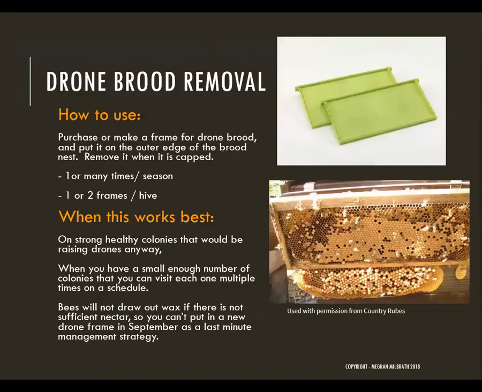So like I said, it works best only on strong, healthy colonies that are already interested in raising drones. And also when you can logistically do it on a schedule. So you have to visit each colony multiple times. And especially when you're getting that wax drawn out, you can stick that green frame in there and come back on a day that you think they're capped and maybe they haven't even drawn it out yet. And they're not going to draw it out when there's not sufficient nectar. So you can't just put it in last minute, or you can't put it in during a drought.